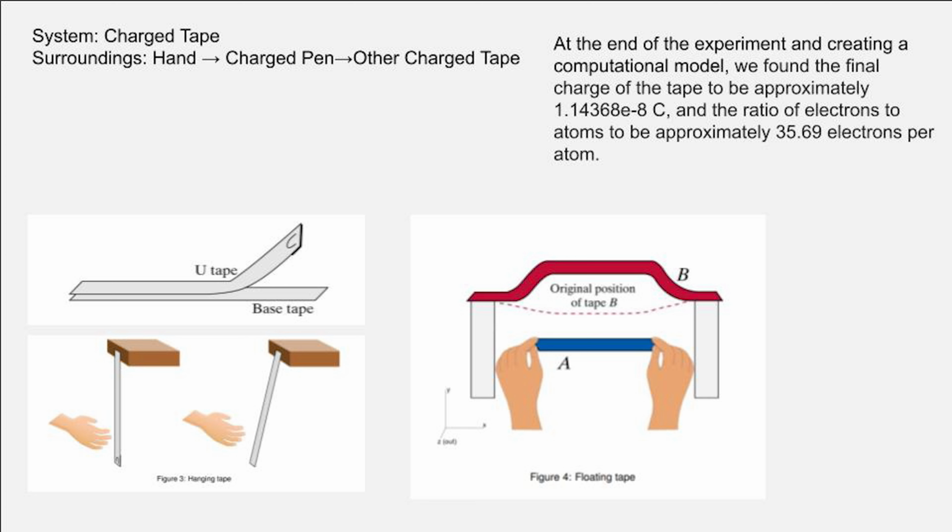Finally, the system in this third part was another piece of charged tape, which we laid between 2 suspended portions and then brought our system charge tape close to it. Since they have the same sign of charge, they repelled each other, and using this information, we could calculate the charge on the tape. At the end of the experiment and creating a computational model, we found that the charge on the tape was approximately 1.14368 times 10 to the negative 8 coulombs, and that the ratio of electrons to atoms to be approximately 35.7 electrons per atom.